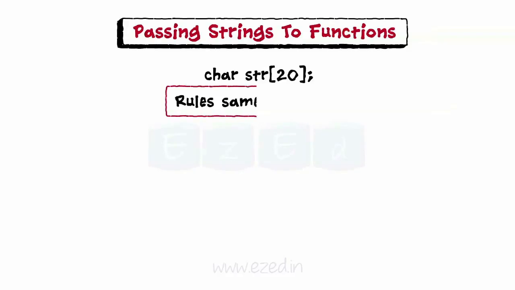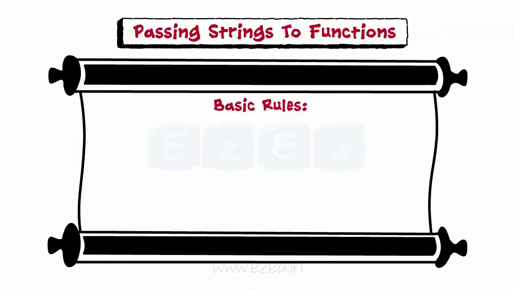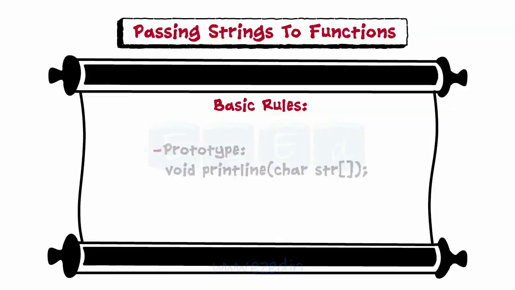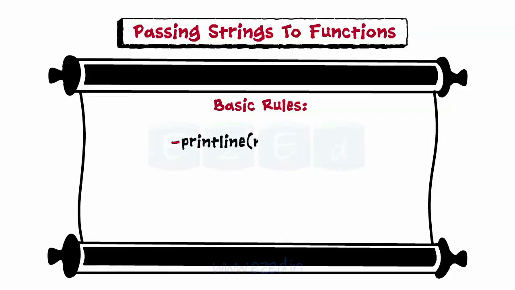Lastly, we learn passing strings to functions. Strings are treated as character arrays in C. So the rules of passing a string are very similar to those of an array. Basic rules are: the string to be passed must be declared as a formal argument of the function when it is defined. The function prototype should know that it is a string. The call to the function must have a string name without the subscripts.